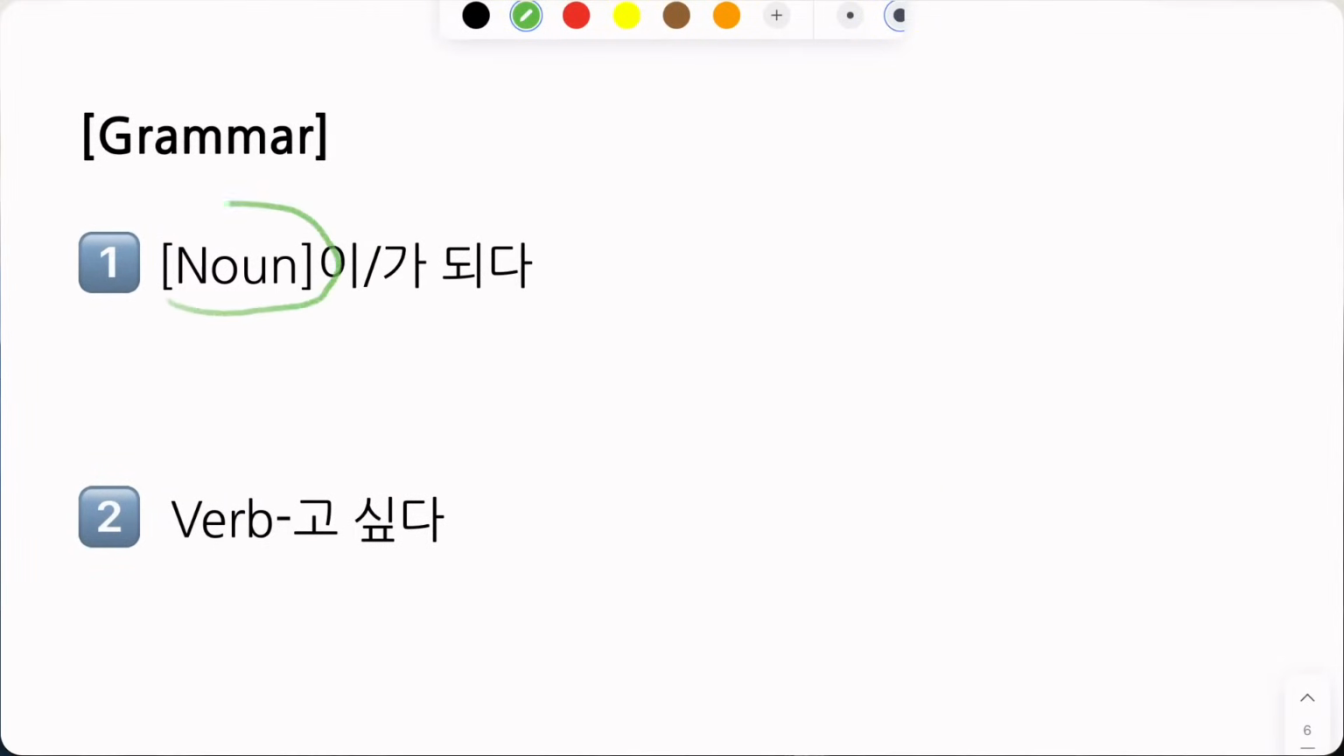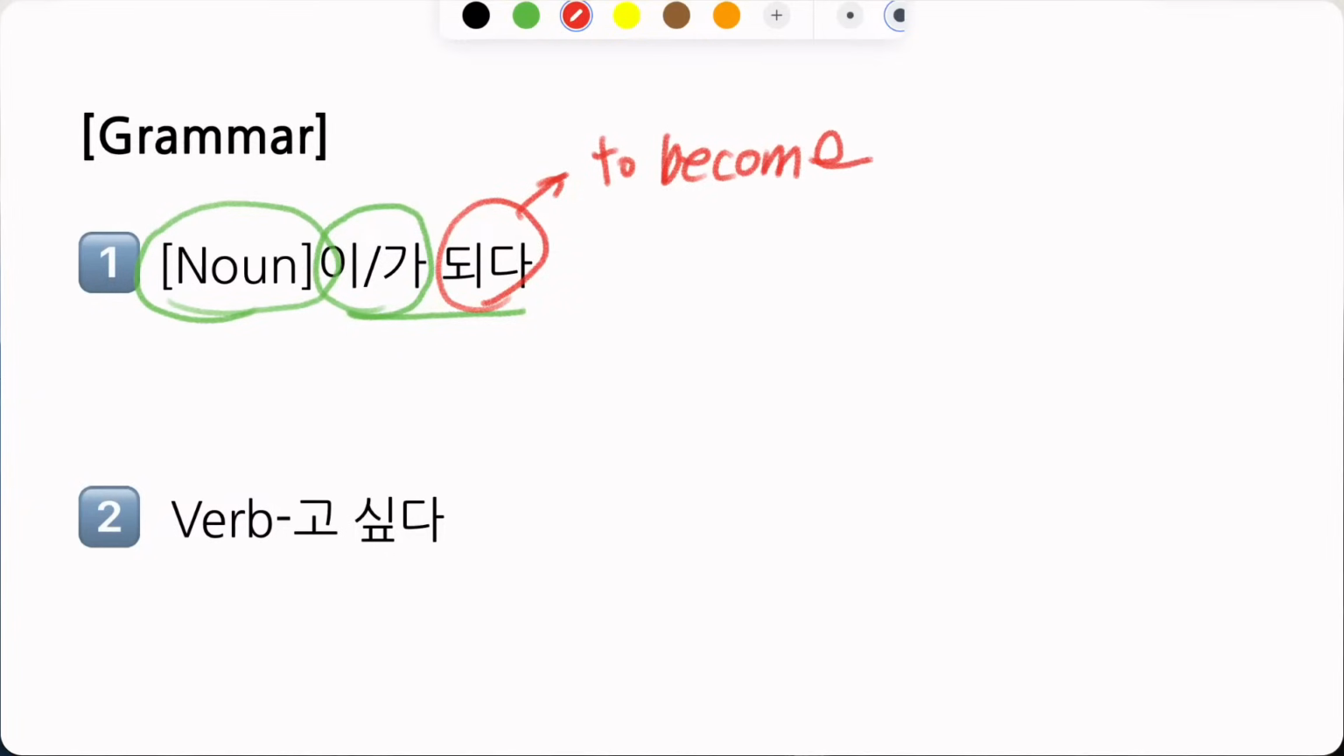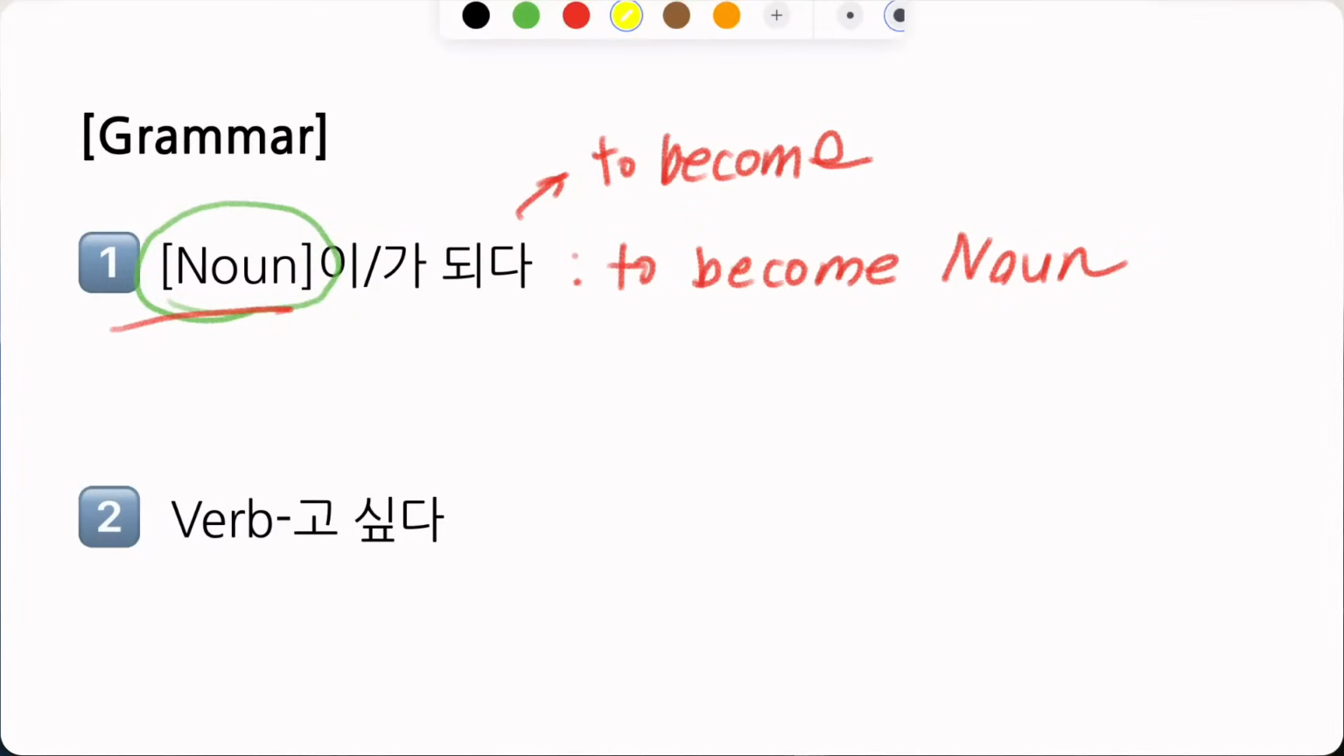일단은 if you say noun이/가 되다. So 되다 means to become. And when you say noun이 or 가 되다, it means to become a noun. And one thing to note about this verb is that it always has to be preceded by 이/가, not 은/는 or 을/를. It has to be 이/가. So if you want to say you want to become an actor, for example, we say 배우 means an actor.